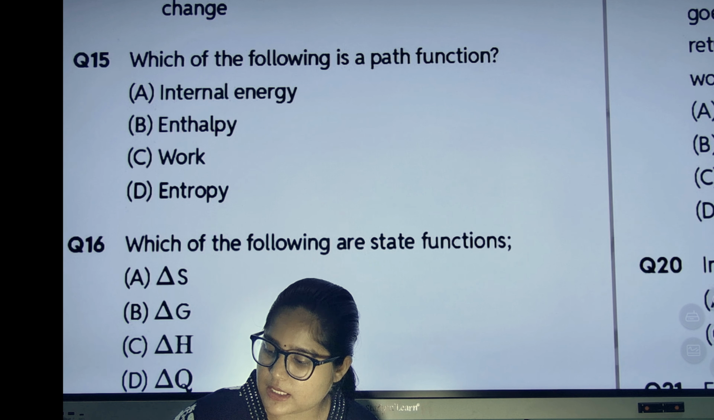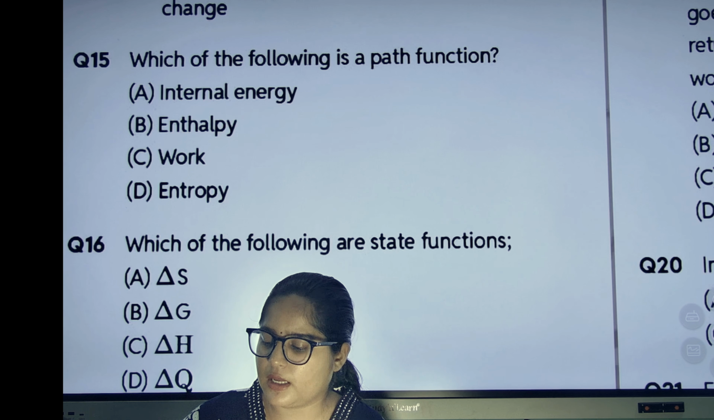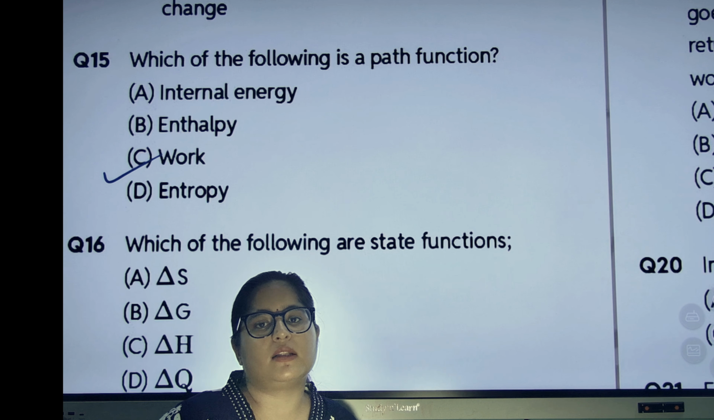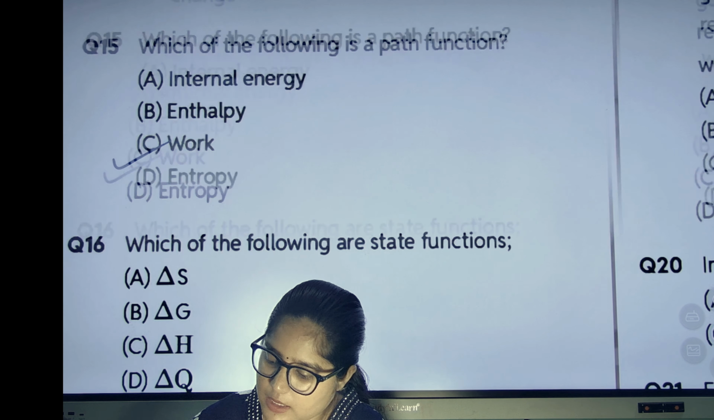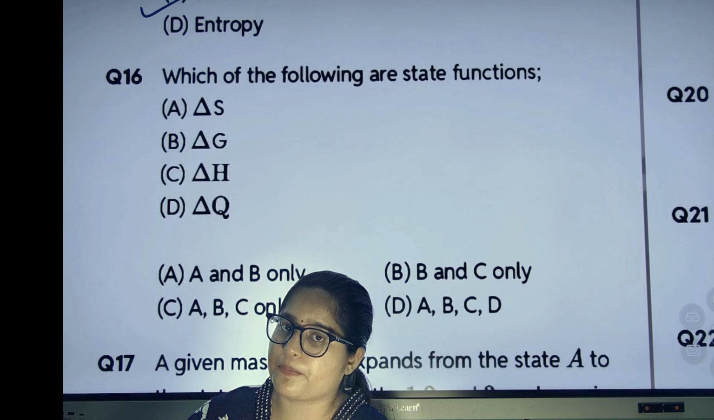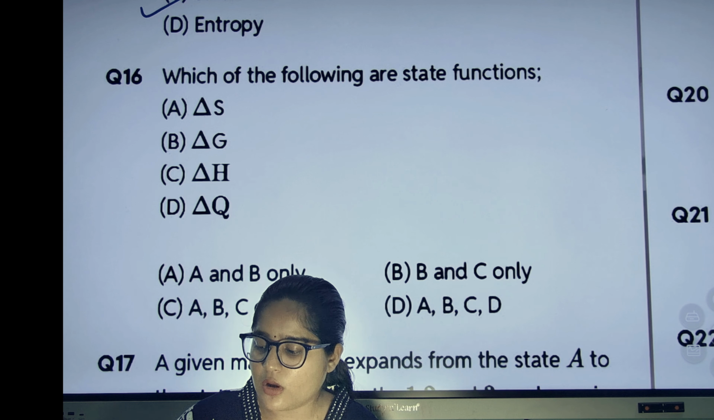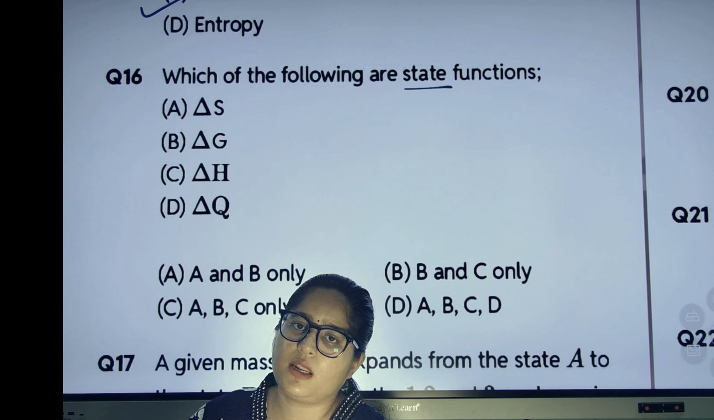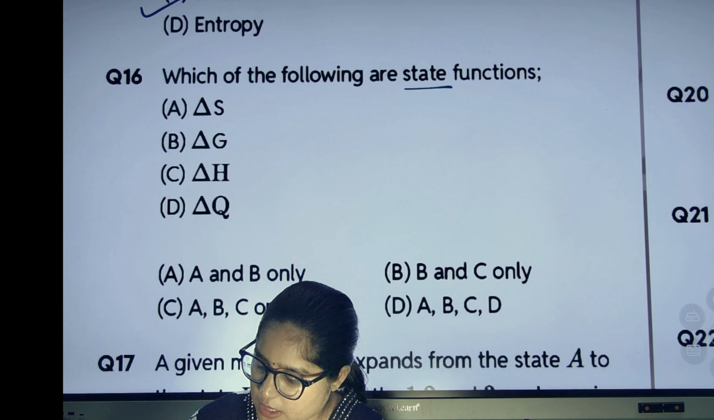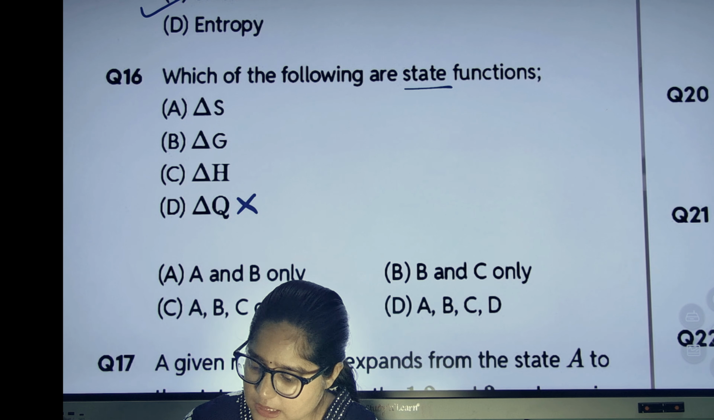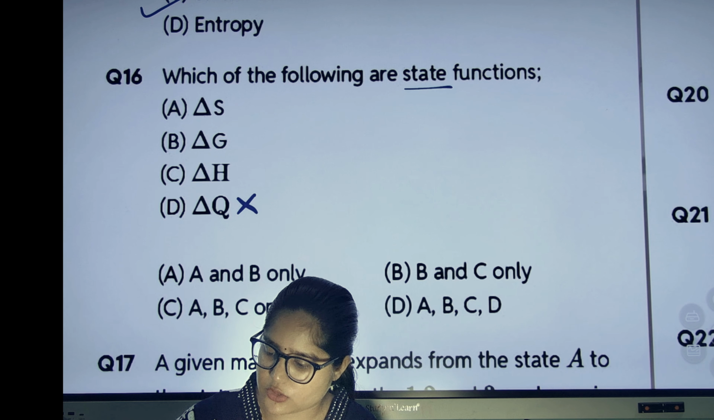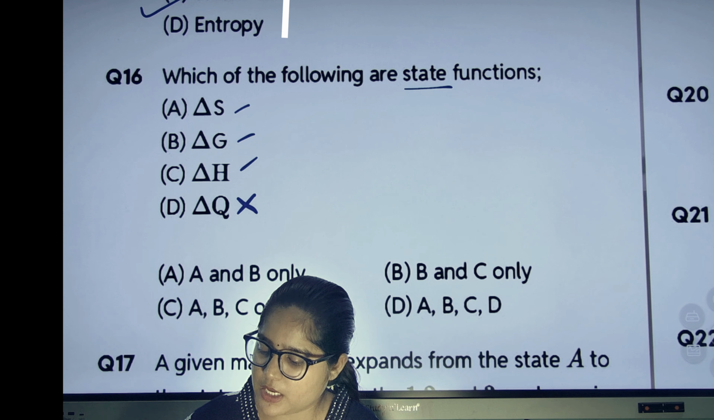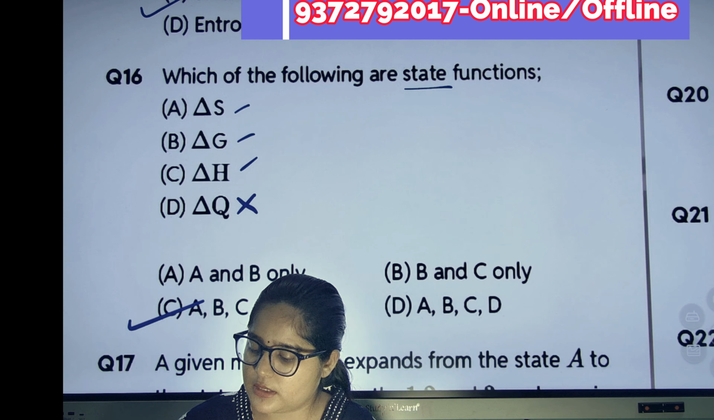Next, which of the following is a path function? Which of the following is a path function? You tell me quickly. Work done, very good. Work done and heat are path functions, other than that everything is a state function. Next, some exceptions are there, we will see those exceptions also. Which of the following are state functions? So pakka work done and heat should not be there. Heat is our path function. So entropy, Gibbs free energy, enthalpy, everything is a state function. Which option? C option, A, B, C.